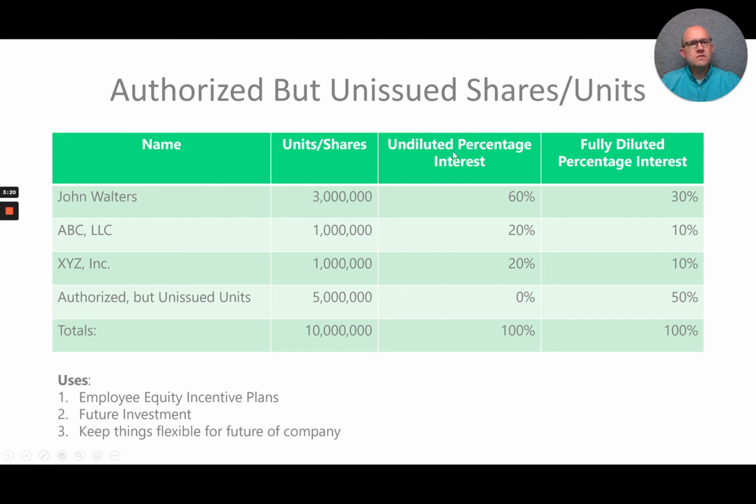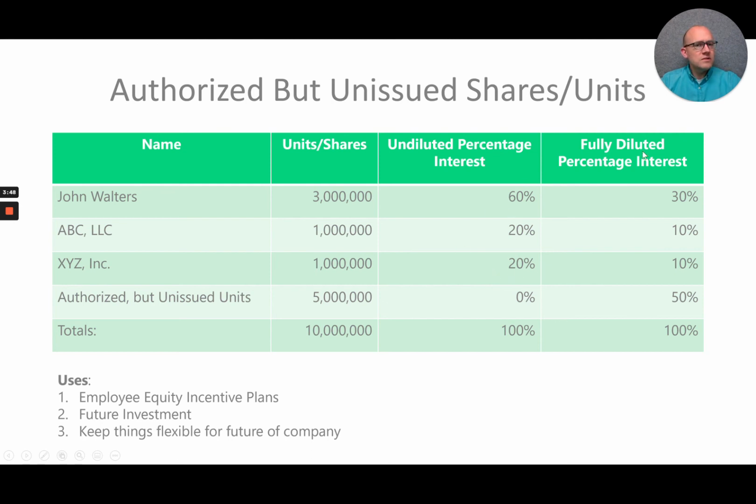You'll see the undiluted percentage interest and the fully diluted percentage interest. The undiluted percentage interest means the percentages of actual owners of shares that are going to be paid dividends or liquidation proceeds if a company sells, those kinds of things. These are the percentages that dividends get paid out at. This is the actual, then-current percentage interest.